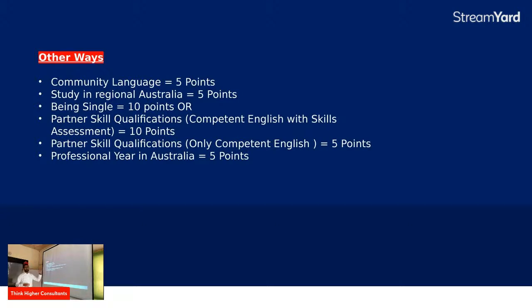Now being single is a blessing in disguise. It gives you 10 points. No offense to married people, but then again, if you're married, then you have to work harder. Your partner needs to get competent English along with the skill assessment.